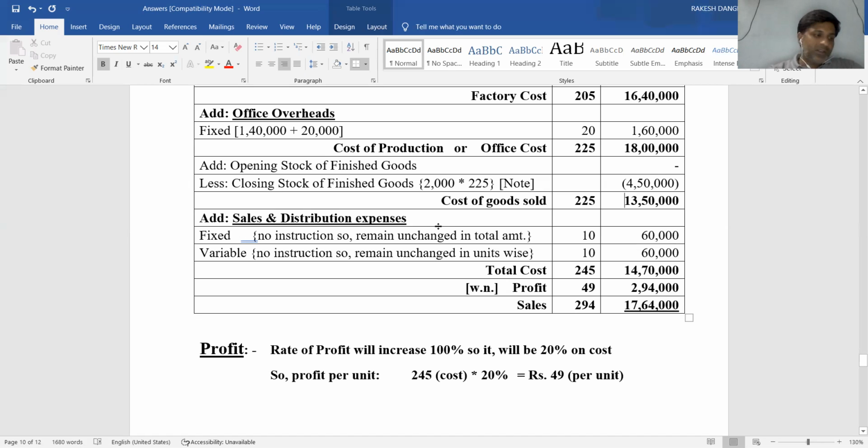Sales and distribution expense. Sales and distribution expense in 2016 was rupees 1 lakh, but out of 1 lakh there is 40% variable and 60% fixed. But in 2017 there is no information about sales and distribution expense. So both natures, fixed and variable, remain unchanged for 2017. As per our default rule, if fixed nature expense remains unchanged, then it remains unchanged in total amount. Same way, if variable nature expense remains unchanged, then it remains unchanged unit wise.